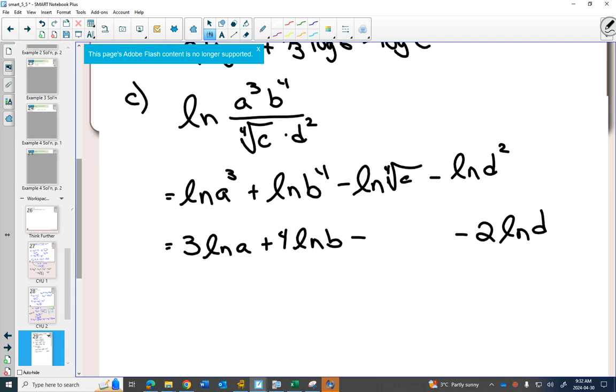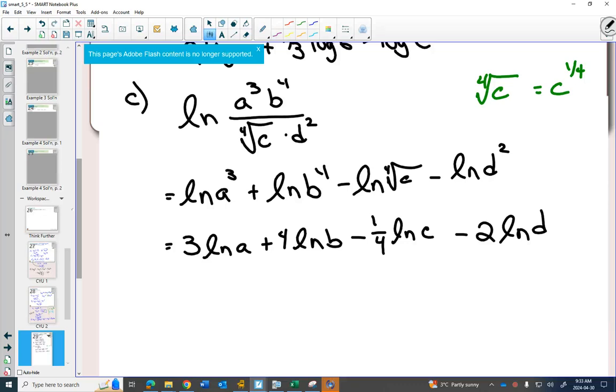What can you do with the fourth root of c? And I'll write it off to the side. Do you remember how to change radicals to exponents? The fourth root of c is the same as c to what exponent? 1/4. So we need that fact to be able to bring that 1/4 out in front, and this would be expanded completely.